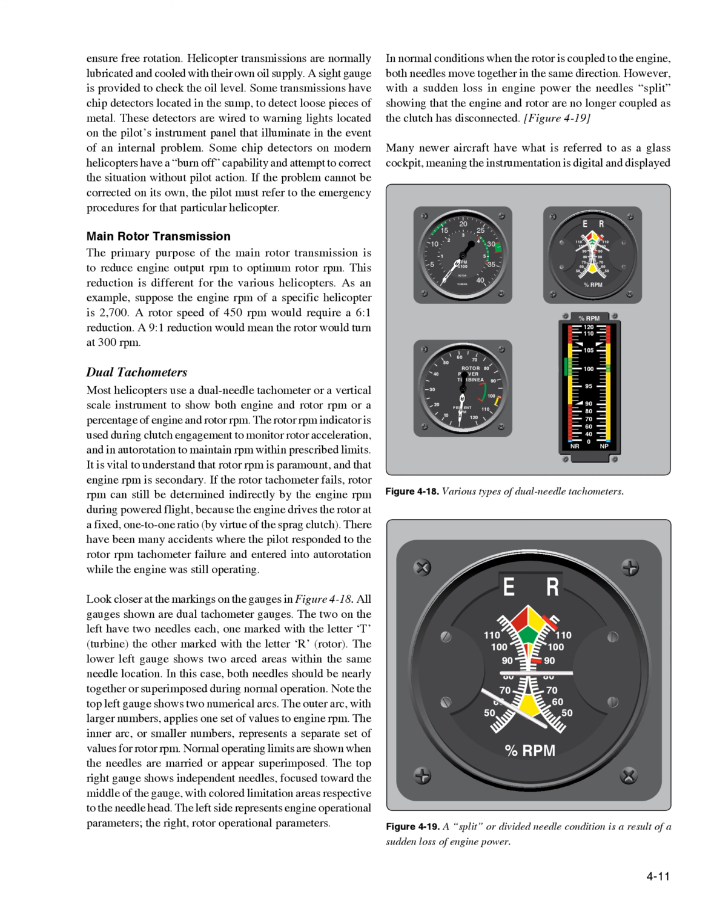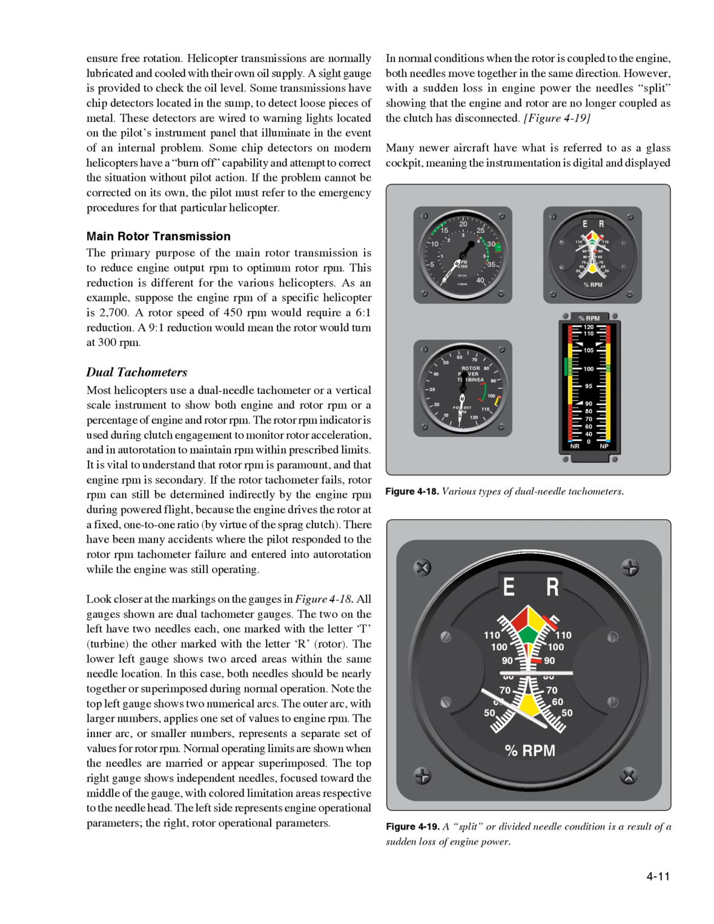Look closer at the markings on the gauges in Figure 4-18. All gauges shown are dual tachometer gauges. The two on the left have two needles each, one marked with the letter T, turbine, the other marked with the letter R, rotor. The lower left gauge shows two arced areas within the same needle location. In this case, both needles should be nearly together or superimposed during normal operation.